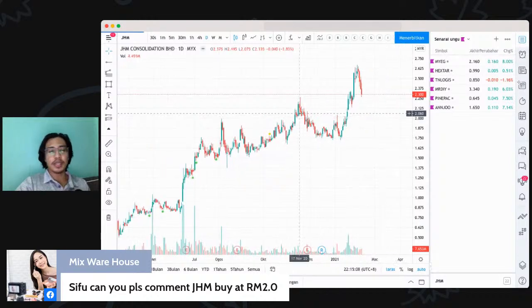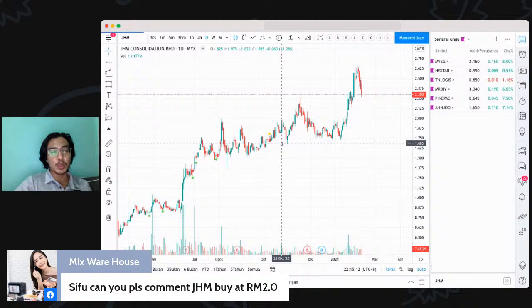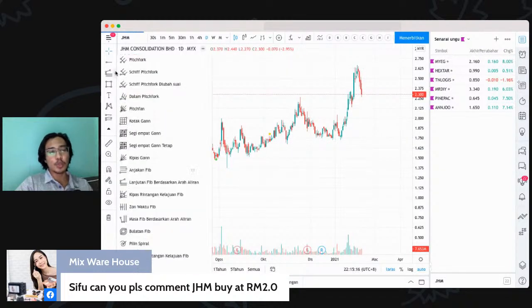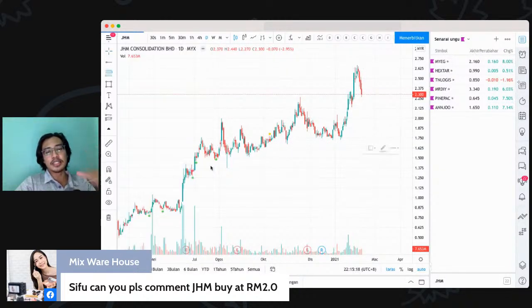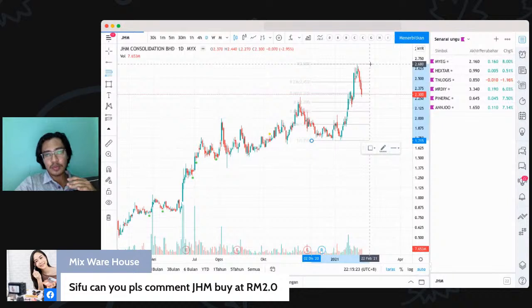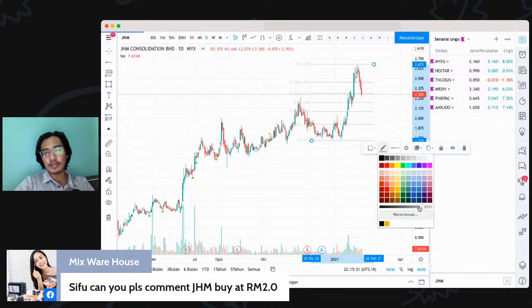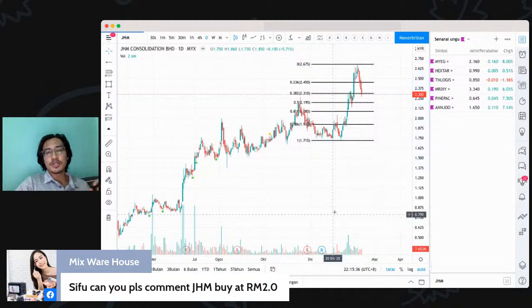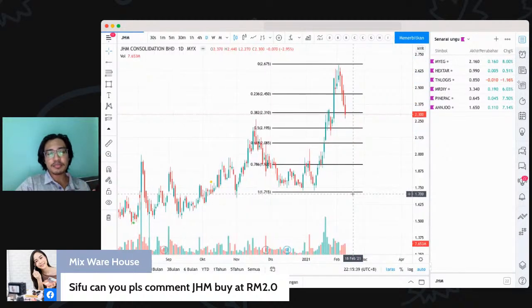This is actually still an uptrend. Whenever price does a movement like this, I will use Fibonacci to see how big the retracement is. So I want to measure from the lowest low to the highest high. The gray color is too smooth, you cannot see it. Okay. So this is the support and resistance you can use.